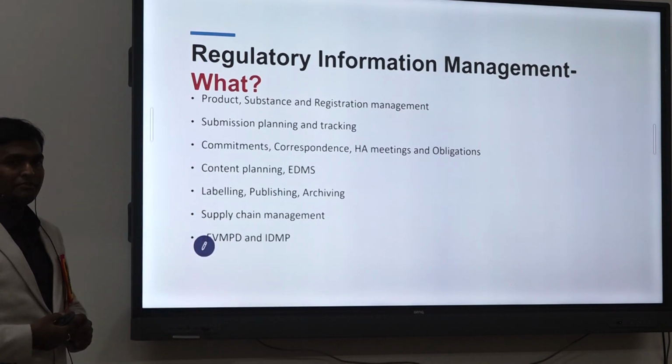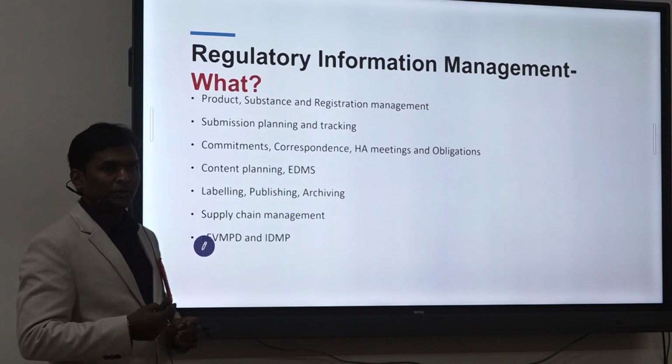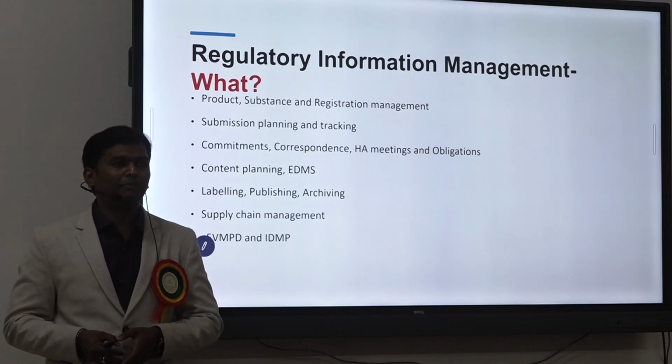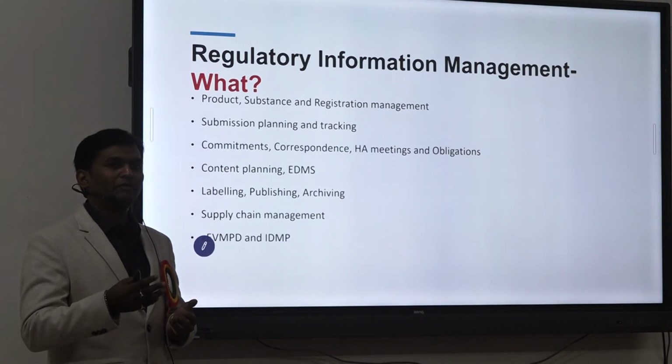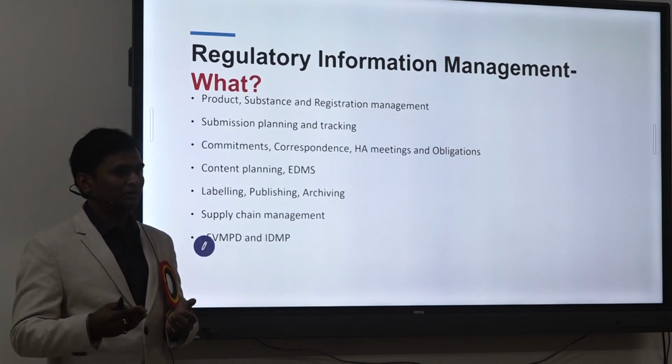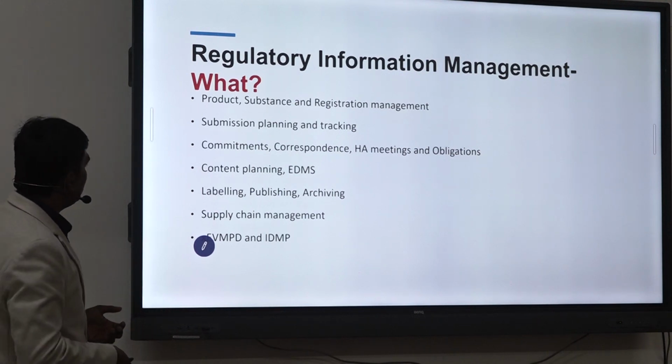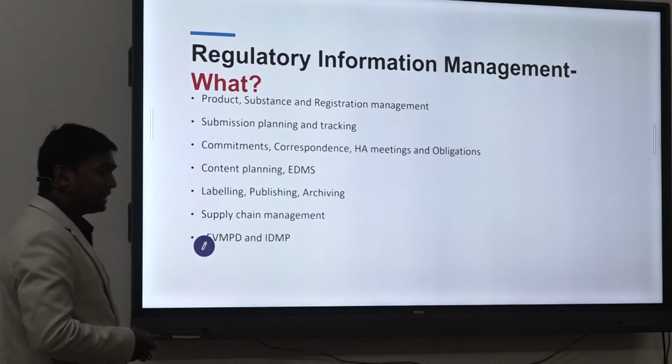Then registration management is country specific. Crocin is there in India, but in other countries it may have a different name by GSK. So that way we have to add the data in our system, or we need to store the data in the system. Then submission planning and tracking.